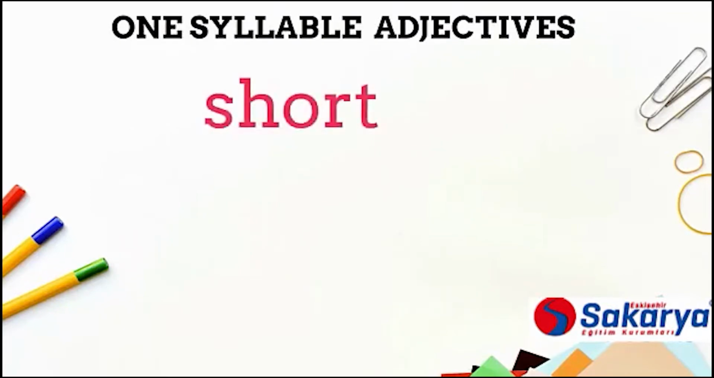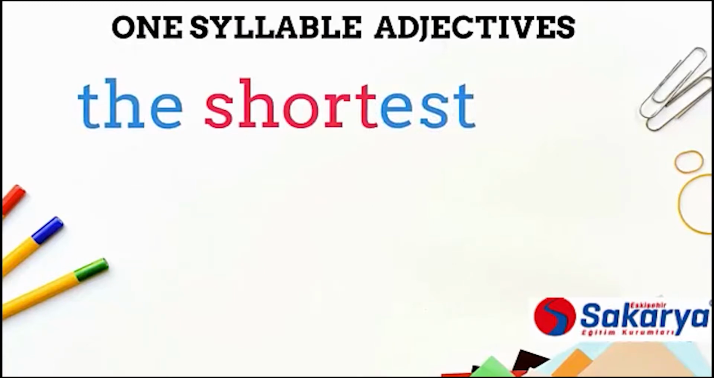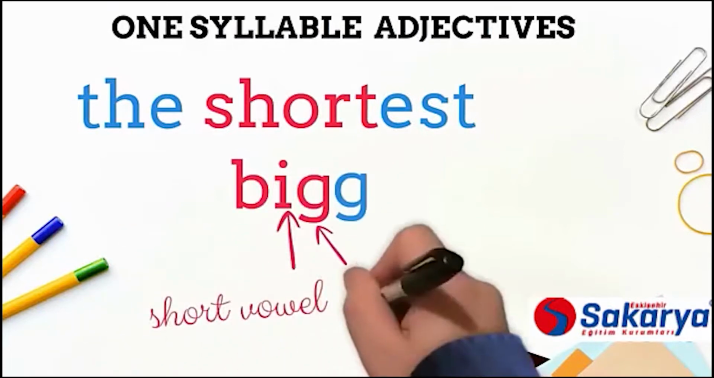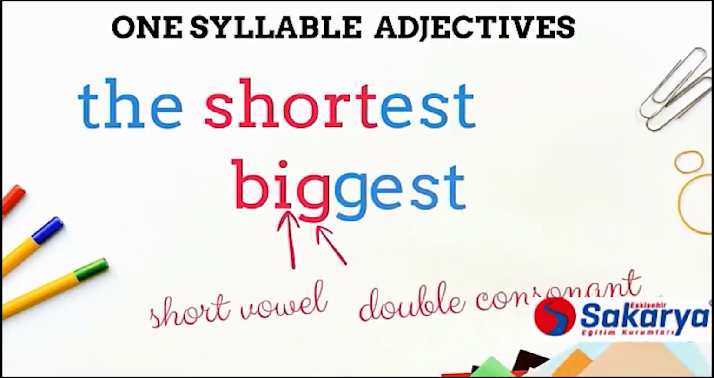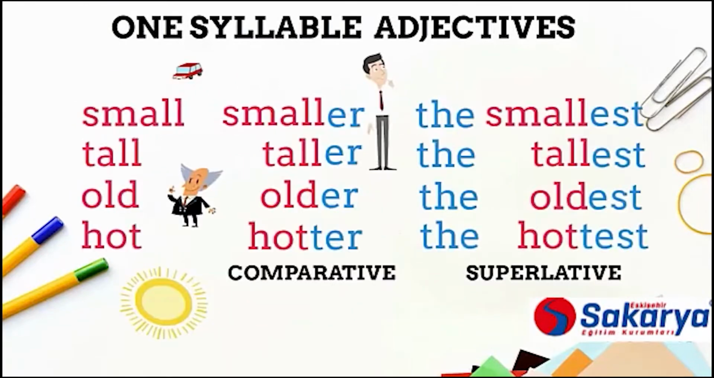For one-syllable adjectives, like short, we will add est, so it would be shortest, and the at the beginning of the adjective. It would be the shortest. Big. If it ends with a consonant and before that we have a vowel, we will double the consonant, so it would be big, the biggest. We doubled the last letter because it's a consonant and before it we have a vowel.